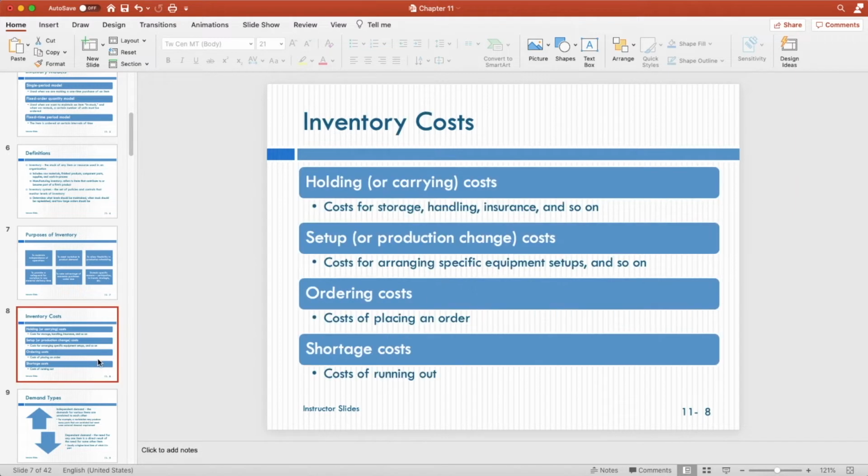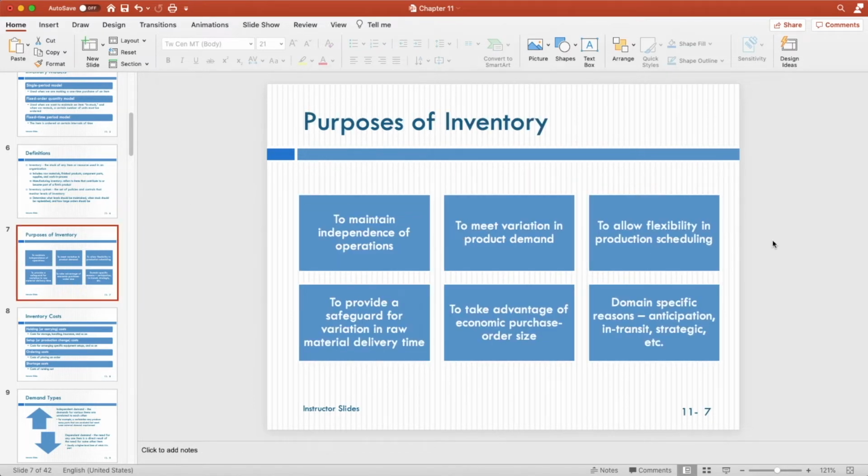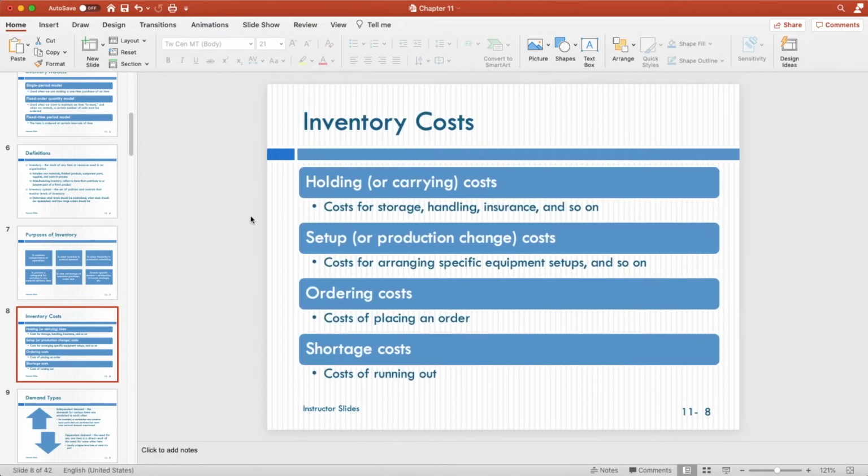Now here comes the inventory cost. From this slide, basically what we are talking about is that inventory itself is very important. It's basically helping us to mitigate the damage from the uncertainty. But it doesn't mean that the larger the inventory, the better. It doesn't mean that if I keep a lot of inventory within my warehouse, it's the best scenario. No, that's not the case.